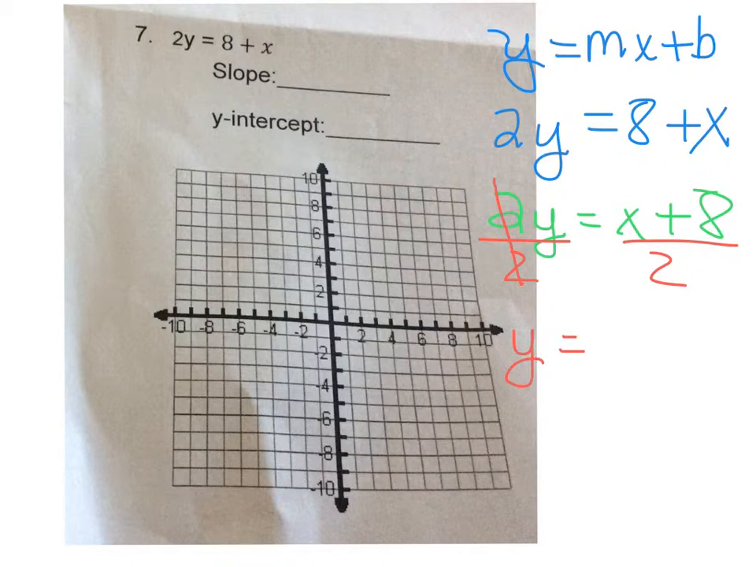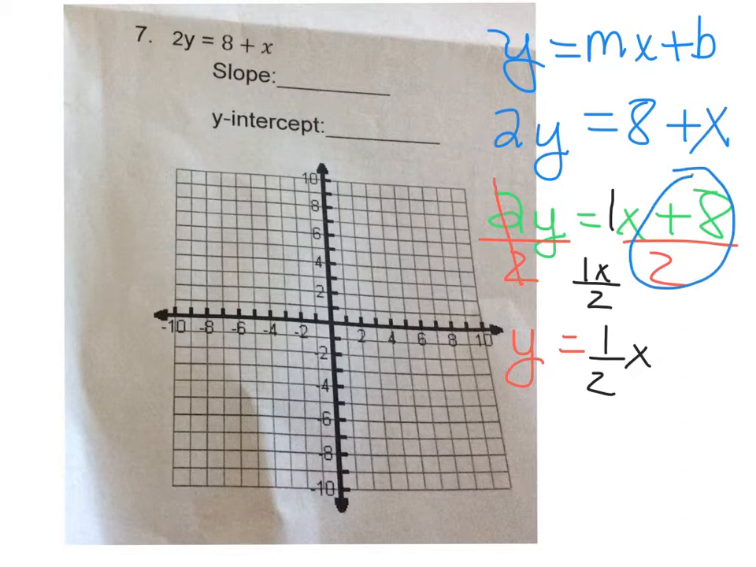Over here, this is what you have to imagine. There's an imaginary 1 here. So this is 1x over 2. Can I reduce anything? No. So that's just 1/2 x. My second term is plus 8 over 2. Well, 8 over 2 is 4, so this is plus 4. So here is my m, here is my b. So my slope is 1/2, and my b is 0, 4.